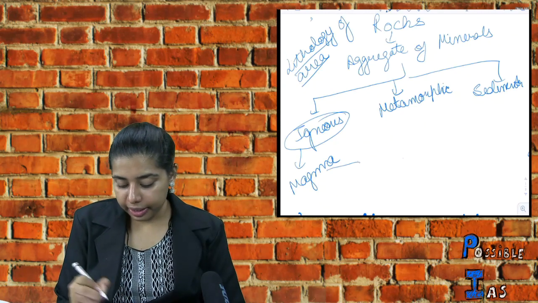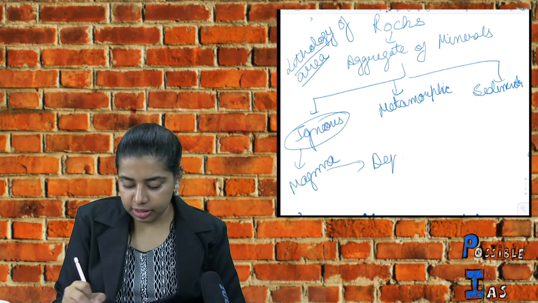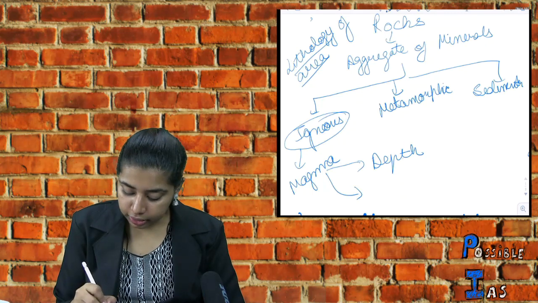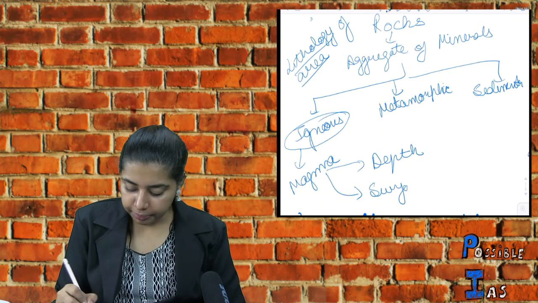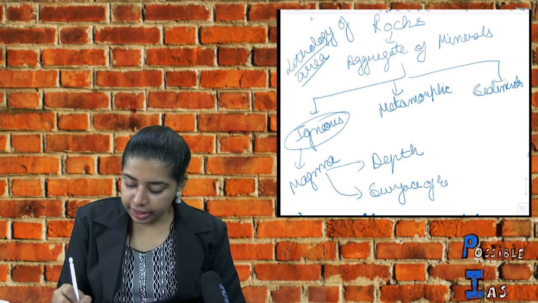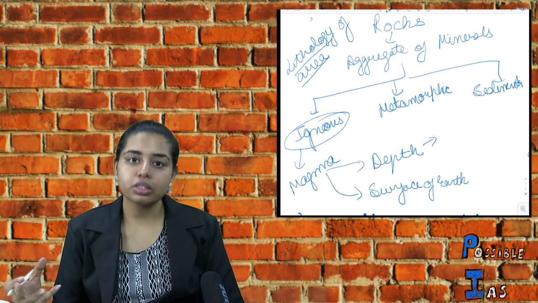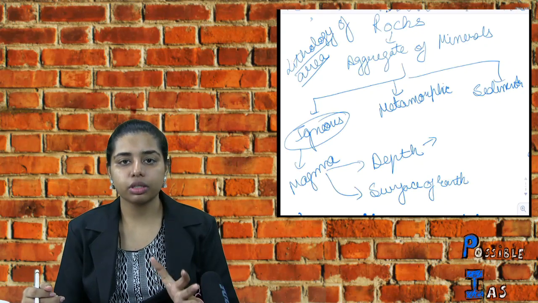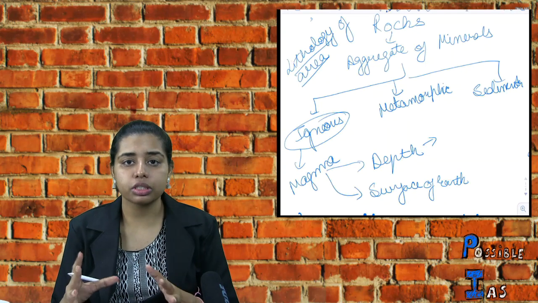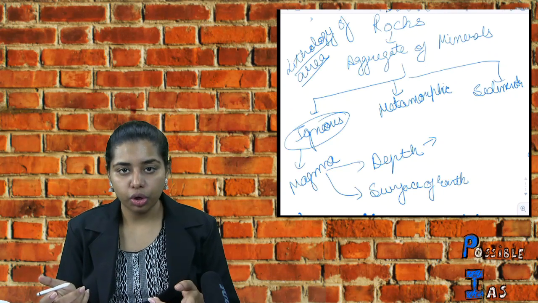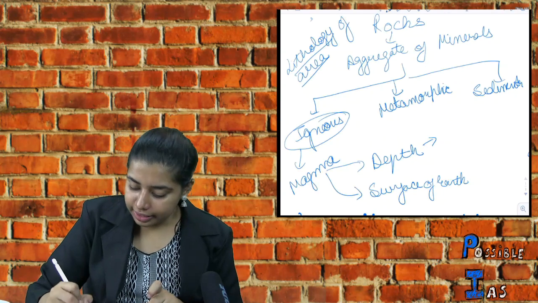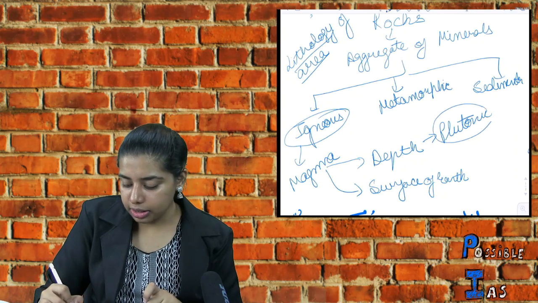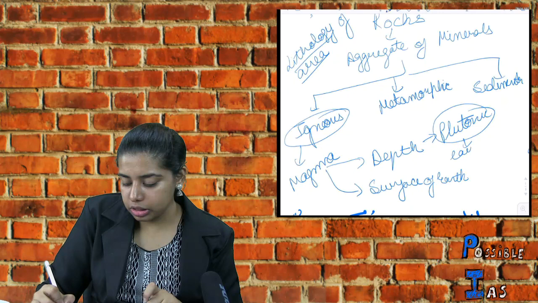Now this magma can either cool at a depth within the interior of the earth, or it can cool on the surface of the earth. If it cools within the earth, it cools very slowly, obviously, because the temperature difference is not very high. So it cools very slowly, and the minerals form large crystals because they have time to grow. These rocks that cooled inside are known as plutonic rocks.